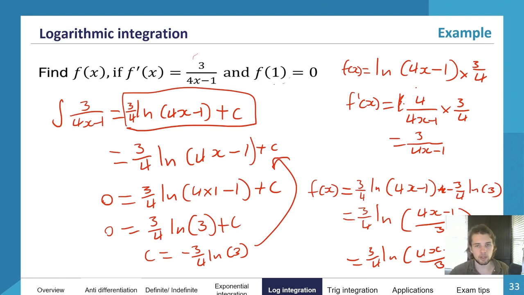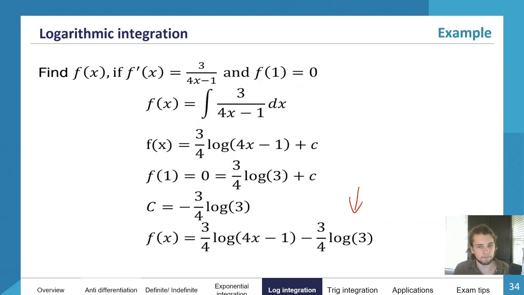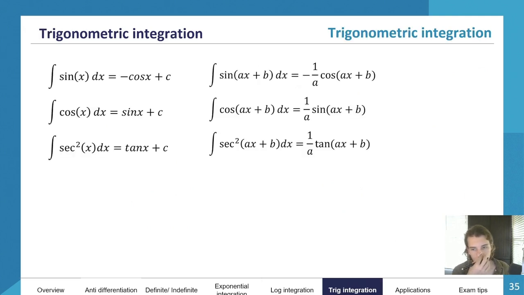But by substituting in the values, since there's only one c, we can find that there's one possible value of c for which f(1) is equal to 0. So we were able to do that, and that allowed us to find an actual single f(x) that exists for which this is the integral, for which this is the differentiated value, and for which the line goes over this point.